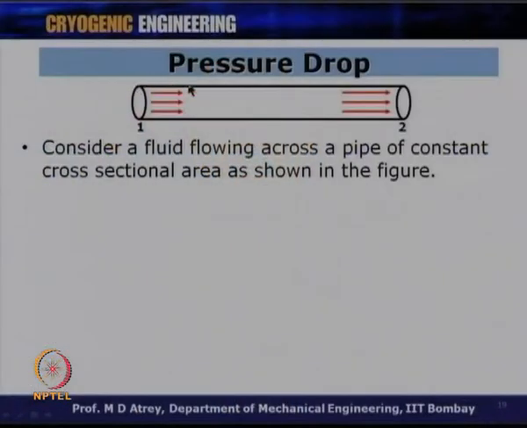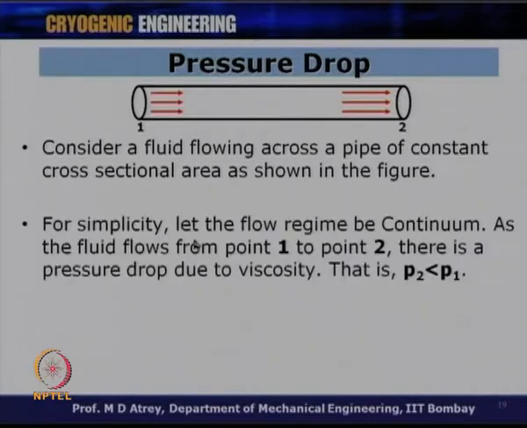So, we know that in a pipe, if the fluid is travelling across the pipe of constant cross-sectional area as shown in the figure, we will have a pressure drop across this region from 1 to 2 with passage of time. For simplicity, let the flow region be continuum. Let us assume it is continuum region now.